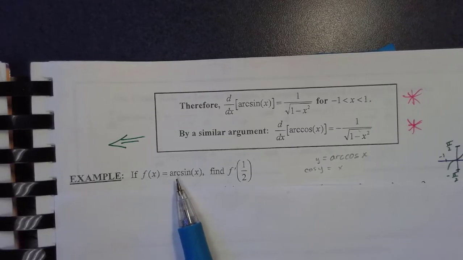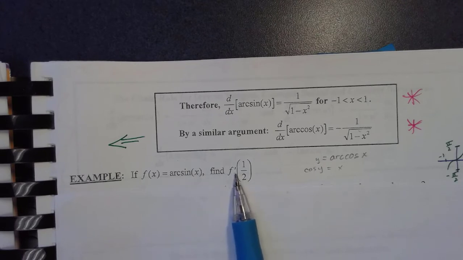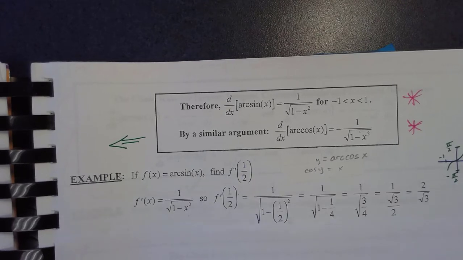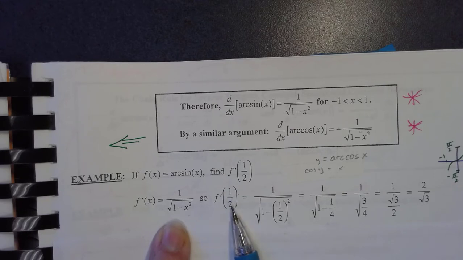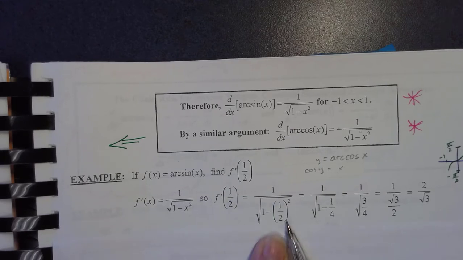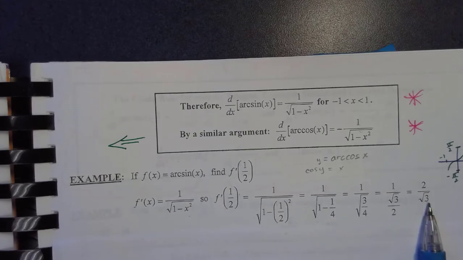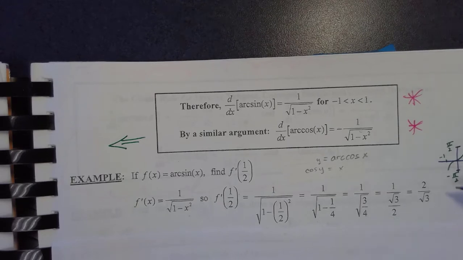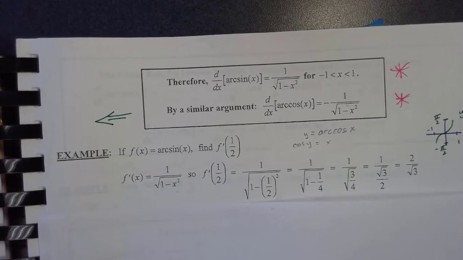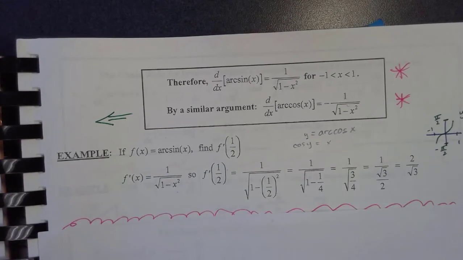All right, if f of x equals arc sine x, find the derivative at 1/2. Well, I know that the derivative of arc sine is this, so the derivative at 1/2 is, substitute 1/2 in there, and we get, with all the algebra, 2 over the square root of 3. So at 1/2, the slope of my tangent line would be 2 over the square root of 3. A little bit more than 1, because the square root of 3 is about 1.7. So 2 over 1.7, a little bit more than 1.